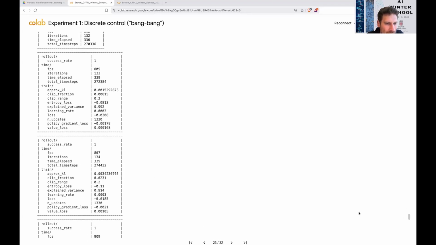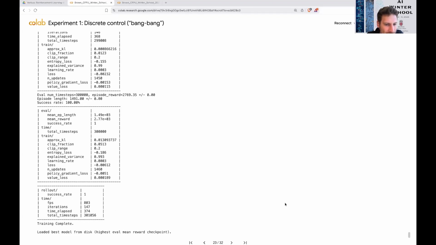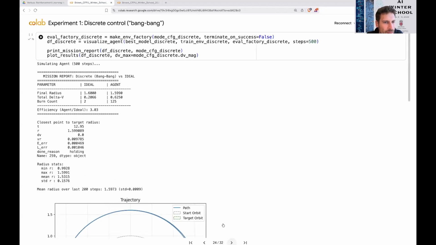And okay, so let's scroll all the way to the end. Basically training is complete, and at the end we load the best model from disk. So the results are shown here. So let's see what we got.